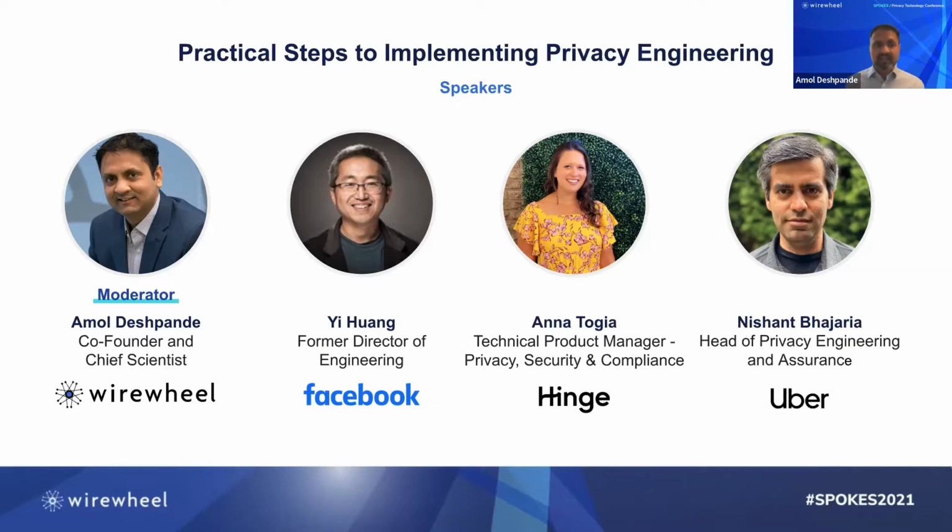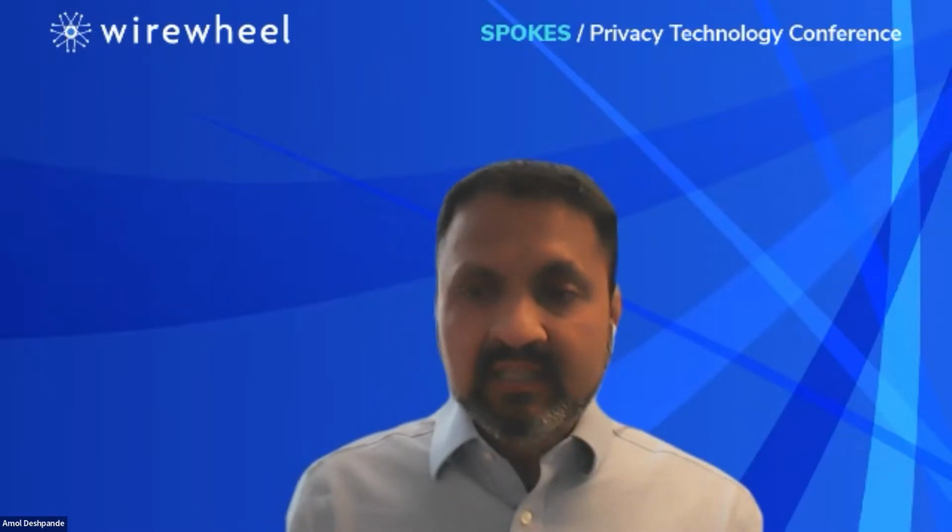So with that, let me introduce our panelists. Our first panelist is Yi Huang, who was formerly a director of engineering at Facebook, or I should probably start getting used to this, at Meta. And he was responsible for a lot of the regulatory responses to privacy regulations at Facebook. Second, we have Anna Togia, who is a technical product manager at Hinge, focusing on privacy, security, and compliance issues there. And lastly, we have Nishant Bajaria, who heads privacy engineering and assurance at Uber. Nishant has literally written a book on privacy engineering, which is coming out very soon. So welcome all of you, and thank you for joining me here on the panel.